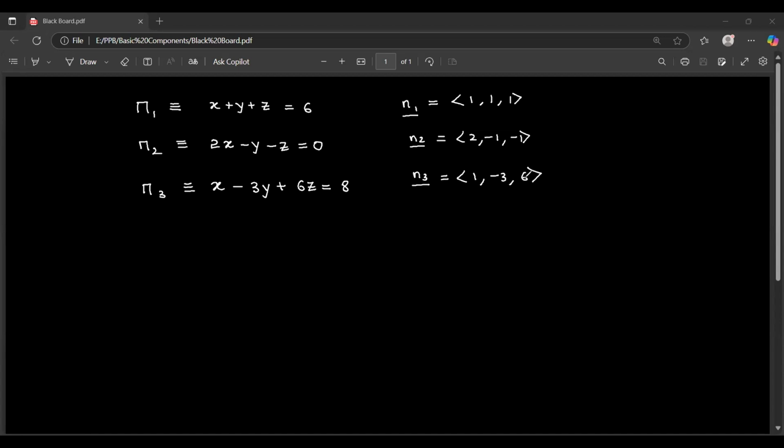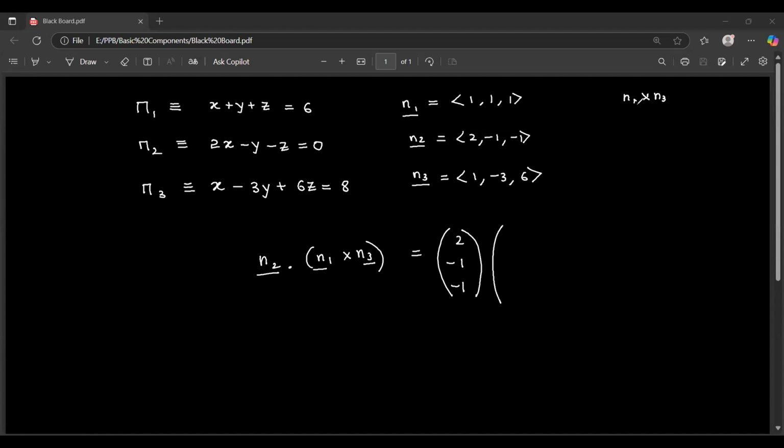So now you will go to the next step, which is to find out whether N2 dot N1 cross N3 is not equal to 0. That's what you have to prove. So N2 is given as 2, minus 1, minus 1, and you have to find the N1 cross N3.